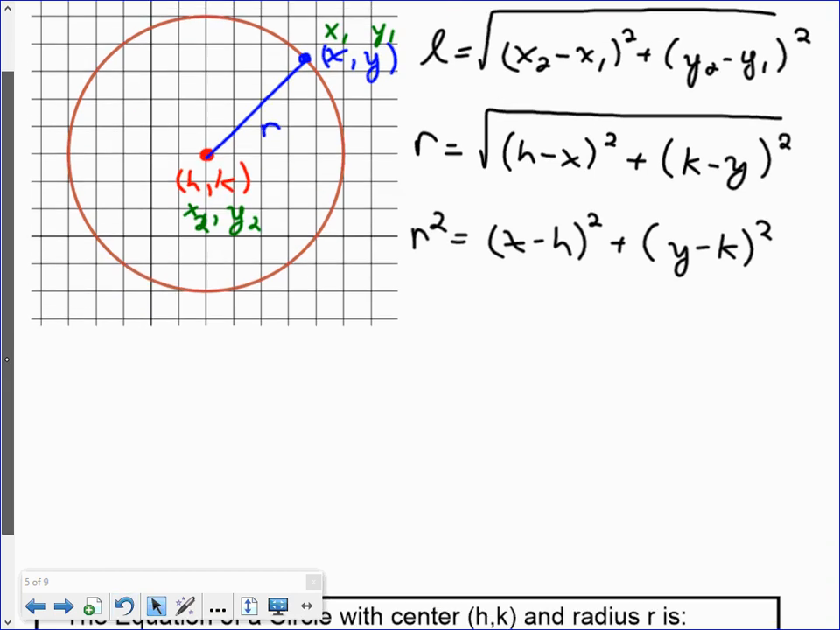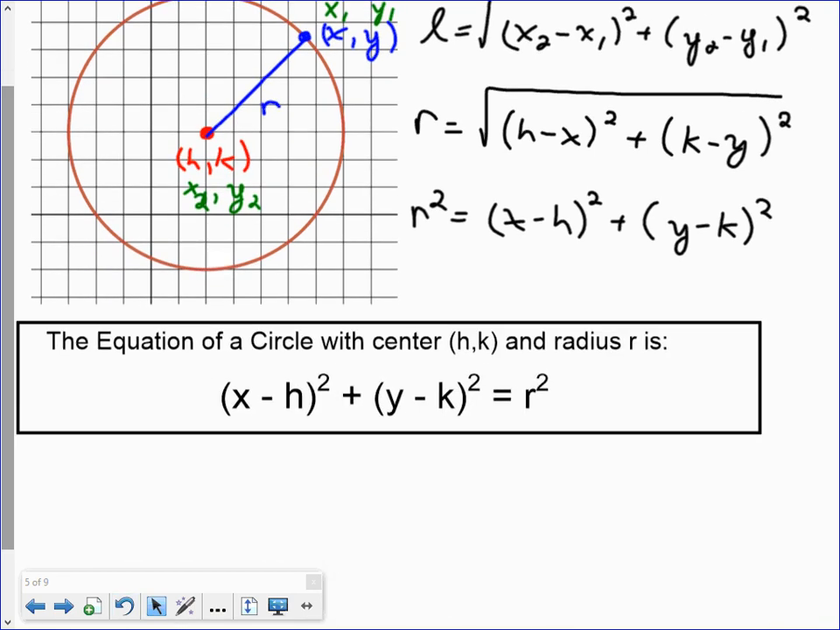Okay. Similar to the one that we had before. So the equation of a circle with center (h, k) and radius r is (x minus h) squared plus (y minus k) squared equals r squared.